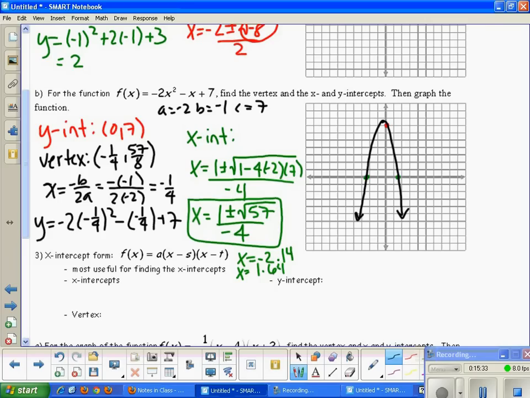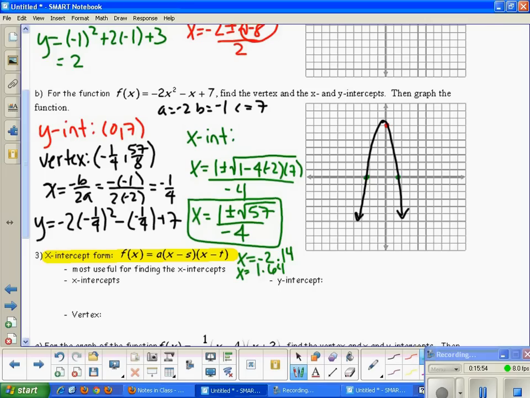So the next thing that I want to look at is another form, and this will be the last form that we're going to talk about. So for the last form, I have x-intercept form. For x-intercept form, it's y equals a times (x minus s) times (x minus t). And of course, this is most useful for finding the x-intercepts.